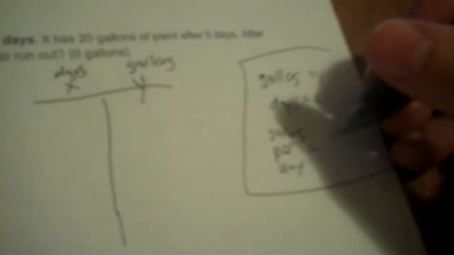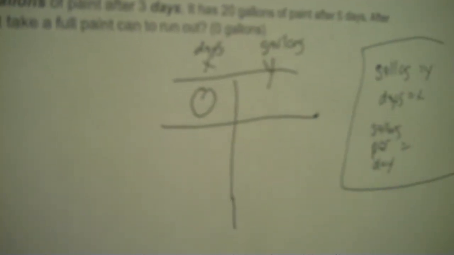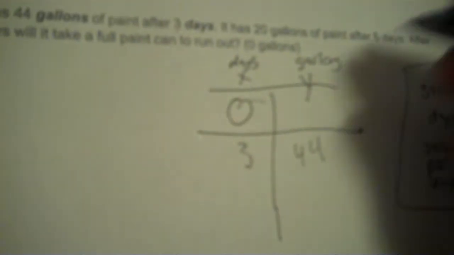Okay, so we don't have the gallons per day, so I make a 0 right there, okay? And then I start filling it in. So 44 gallons was for 3 days, so 3, 44. 5 is 20, okay? Now obviously the gallons are going down, so they did not start at 0. They started, I don't know, they started at B. So I need to figure out my gallons per day because there is an initial amount, so we do need to make our line and write the equation for it, okay? B is where the line starts.